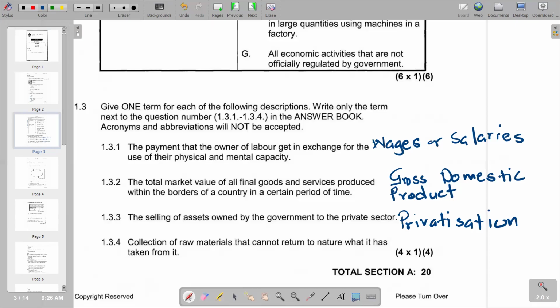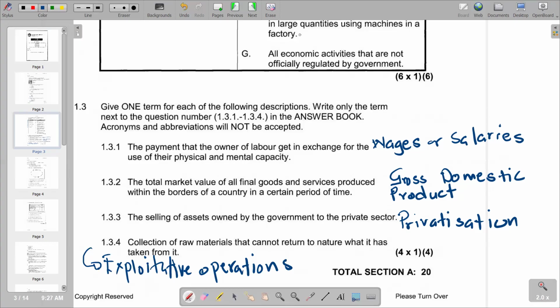So the last part is saying the collection of raw materials that cannot return to nature what it has taken from it. So basically, this now becomes exploitative operations. Exploitative operations becomes the correct response.